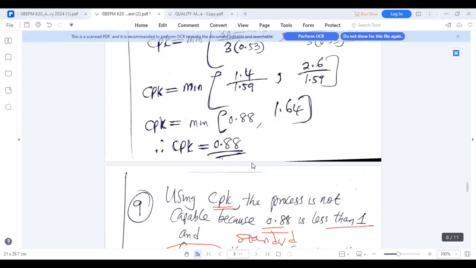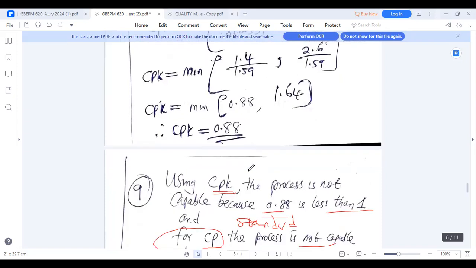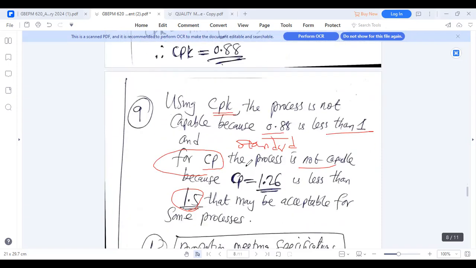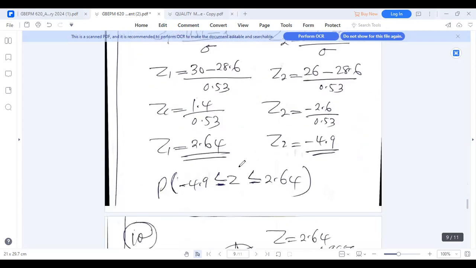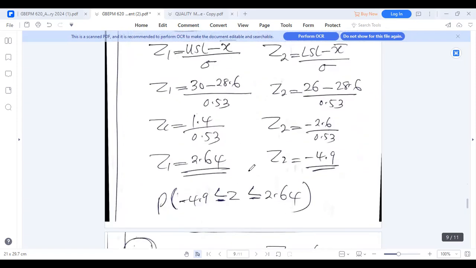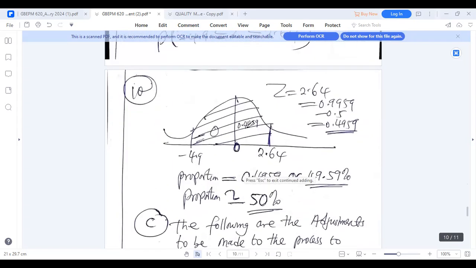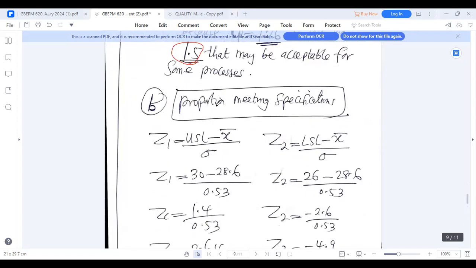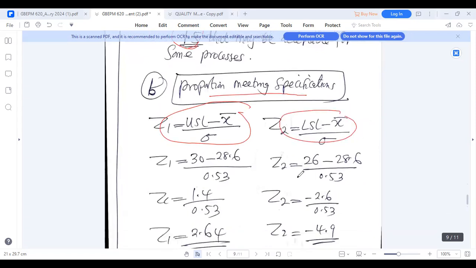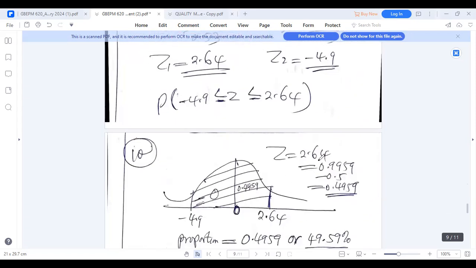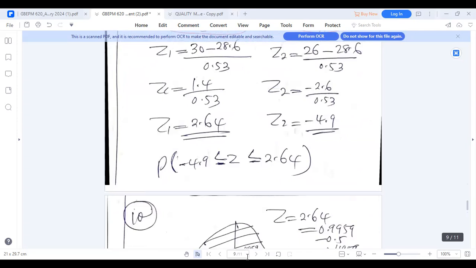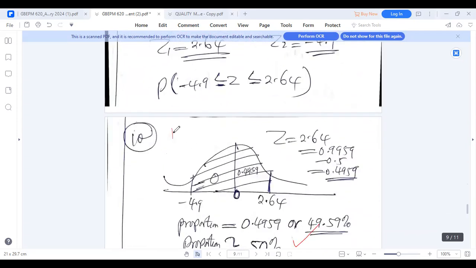Then the other one here, where we are simply looking at the 0.88, okay? The probability for these ranges that we are looking at, the proportion of meeting specification, we are using this one and this one. The proportion is 49% or approximately 50%, which is within this boundary for normal distribution.